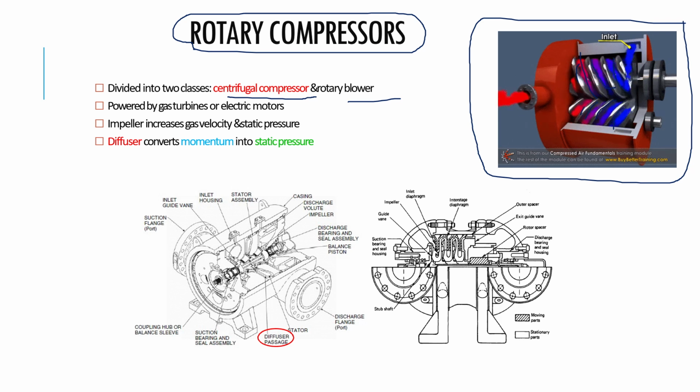One main thing common between the rotary compressor and the reciprocating compressor is that both can be operated by gas turbines or electric motors. But in the case of the rotary compressor, you can adjust the design or the size of the impeller to increase the gas velocity and static pressure that you want to obtain. One more thing to look at is the diffuser, which is one major component of the rotary compressor, and the main duty of the diffuser is to convert momentum to static pressure.